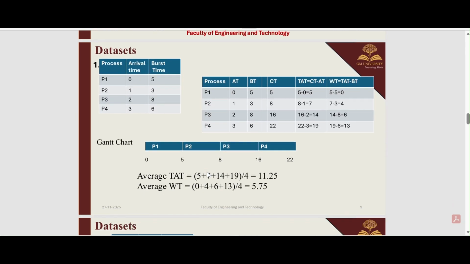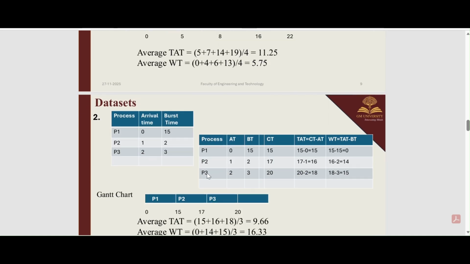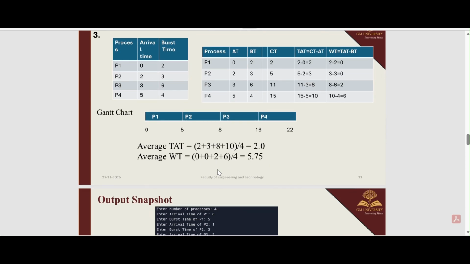We use three different types of datasets. First is the normal dataset. Here we use the normal dataset, and this is the output of the dataset, and lastly we have calculated the average turnaround time and average waiting time. Second is the convoy effect and the third is SJF.